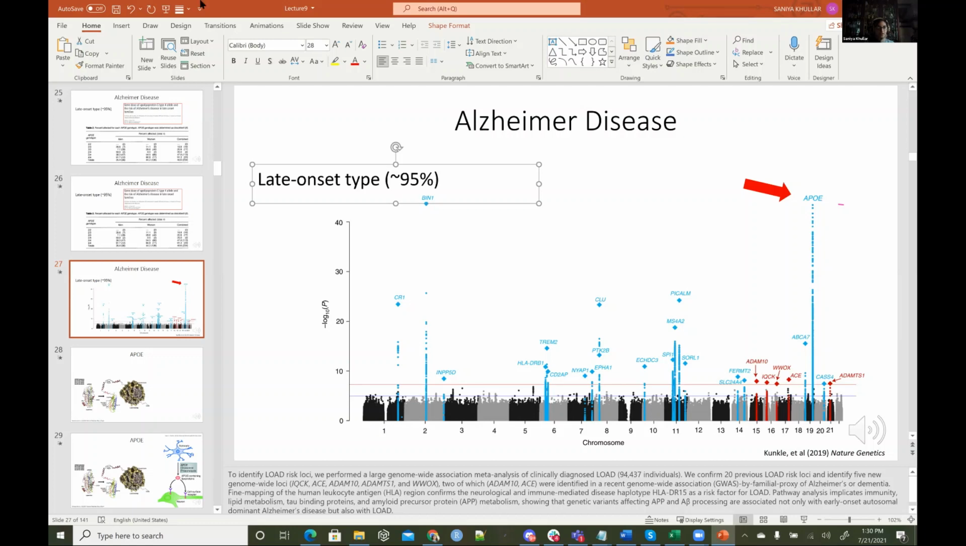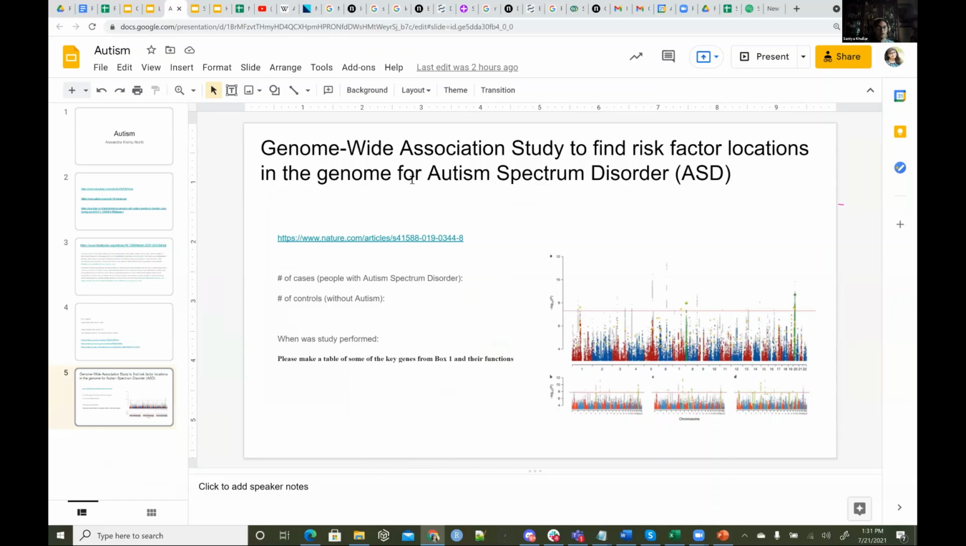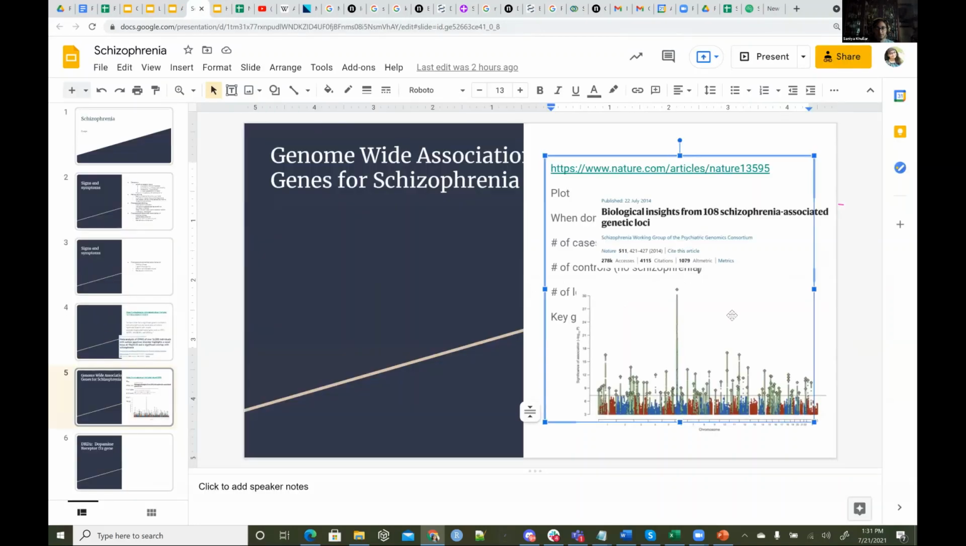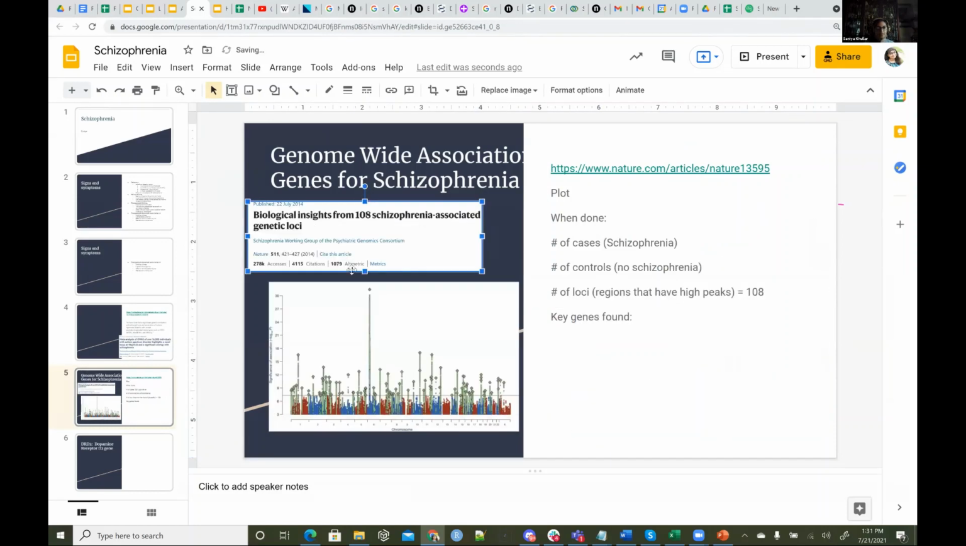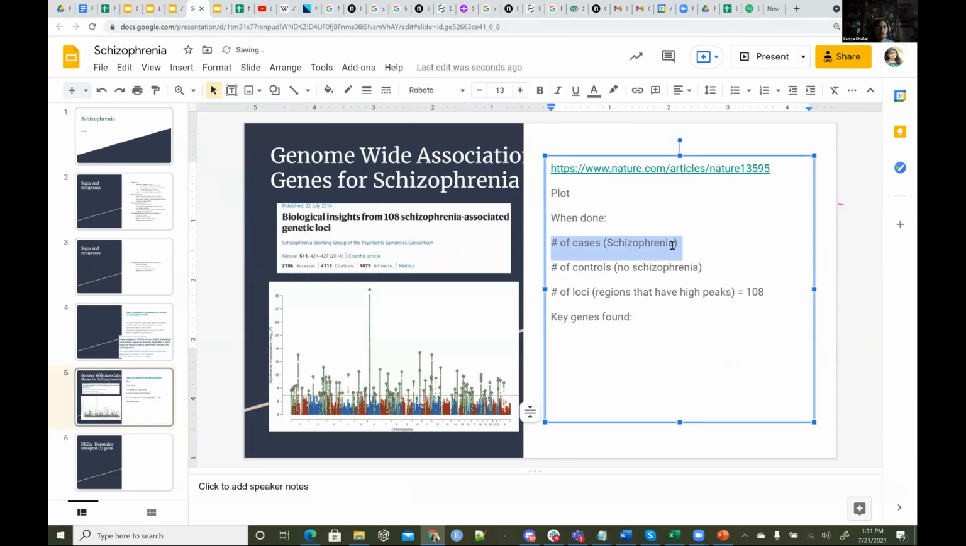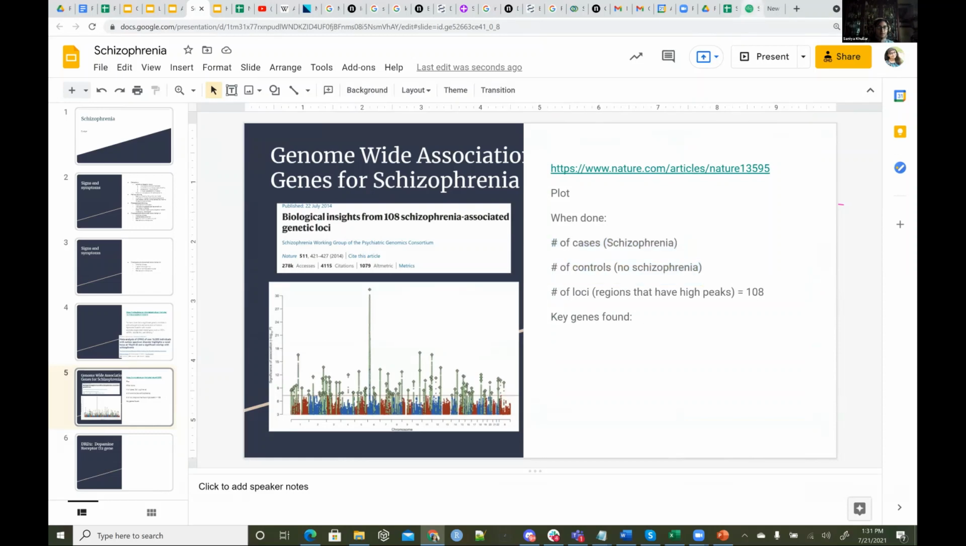I'll let you guys go into your project groups, but for autism spectrum, maybe, if you can find a genome-wide study, put in the photo of the plot. Or for schizophrenia, what you can do is take an image of the article, put in a Manhattan plot, talk about the number of people who have it and the number of people who don't that they were testing, they'll call it cases and controls, and some key genes that they find in the article, and then you can talk about it.